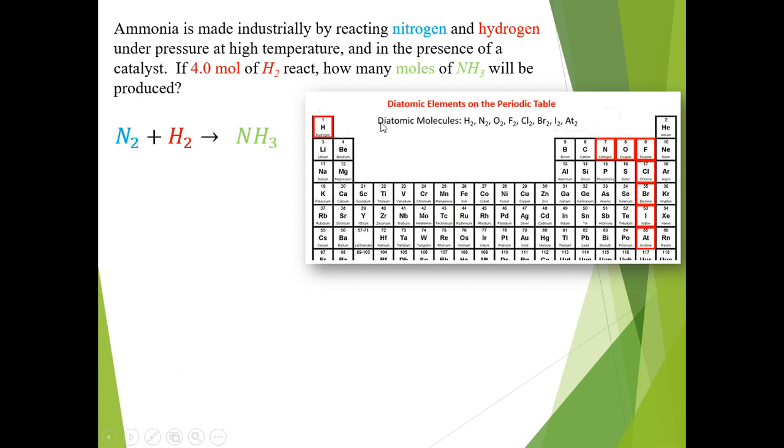And then, in order for you to calculate the number of moles of ammonia that will be produced, again, you first have to make sure your reaction is balanced. So here I notice that there are 2 nitrogen atoms and there are 2 hydrogen atoms, but ammonia only has 1 nitrogen and it has 3 hydrogens. So this one's pretty easy.